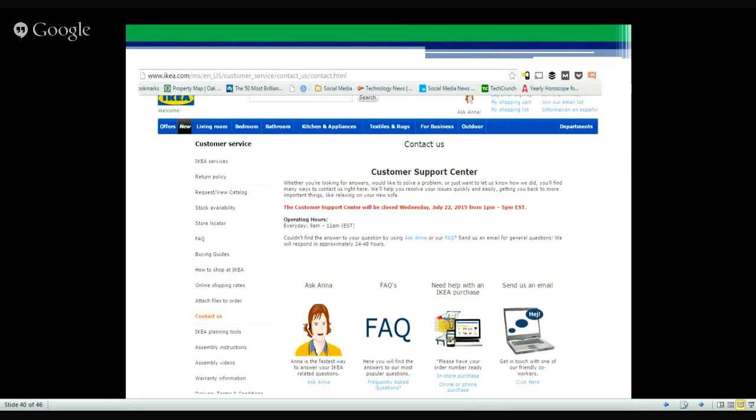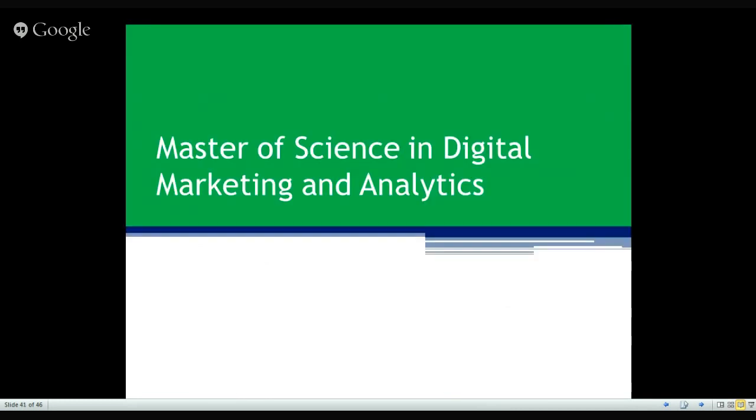And you can see again on IKEA, for their chat capabilities they named someone Anna. So they say Ask Anna. They have a frequently asked questions, need help with an IKEA purchase specifically, or send us an email. And they have all of these different ways that you can actually contact IKEA, not just one way. So it's important again to see the different ways to communicate with your customers.